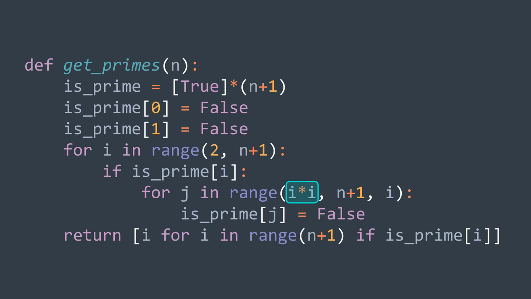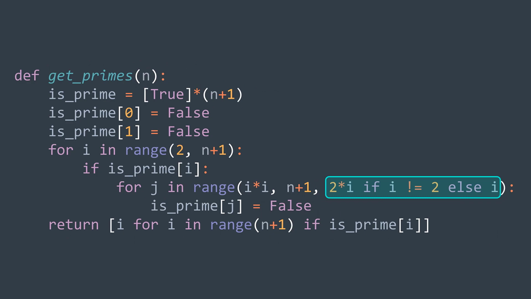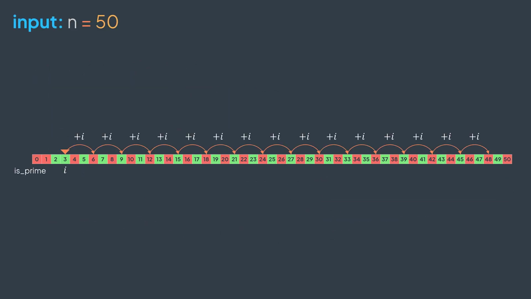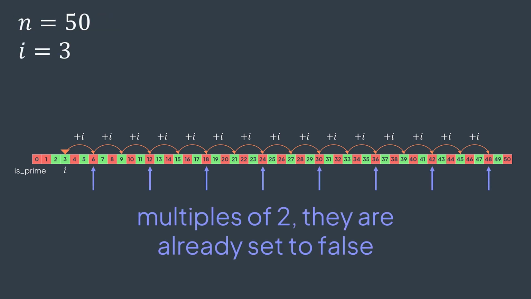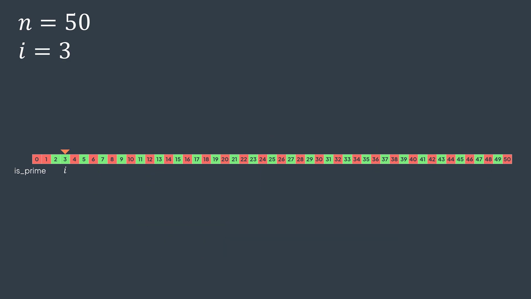Second optimization, instead of jumping by i, we jump by 2 times i if i is different from 2. To avoid multiples of 2, we already set them to false before when i was equal to 2. For example, if i is 3, if we jump by i, we have 6, 9, 12, 15, 18, 21, and so on. Half of them are multiples of 2. It's useless to traverse them again. When we jump by 2 times i, we get 9, 15, 21, and so on. No multiples of 2.